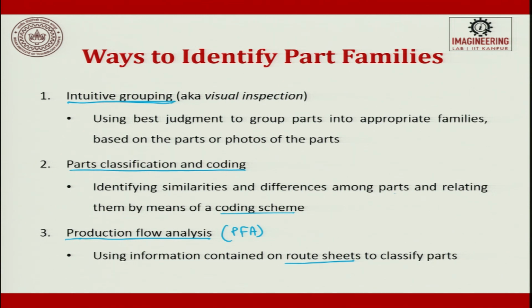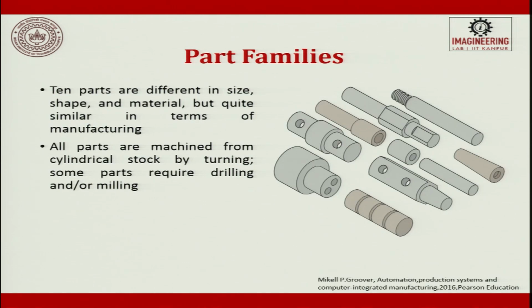First one is you look at the part, you know, okay, they are similar, so then you try to do it by visual. Next, you have established a set pattern of coding, you look into it, where does it form and how does it form, and then you classify. The last one is based on some manufacturing process.